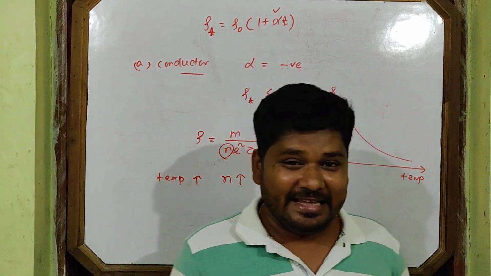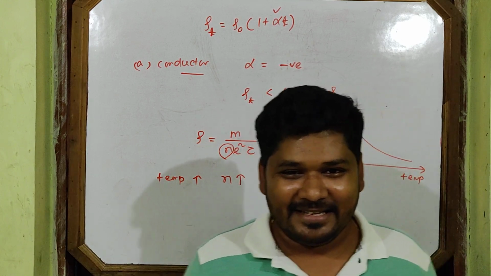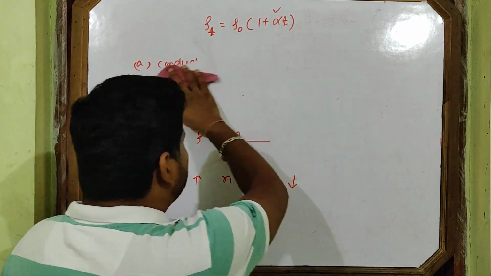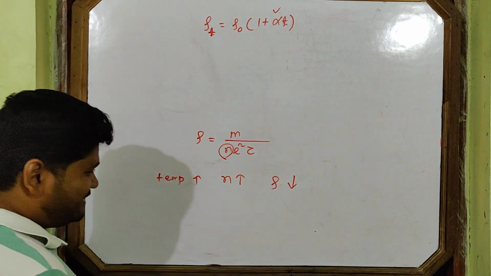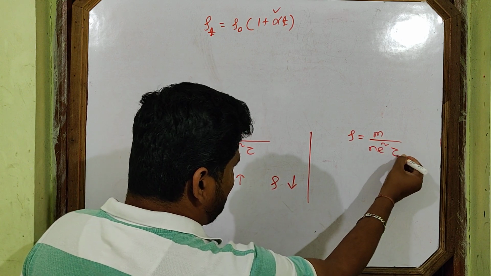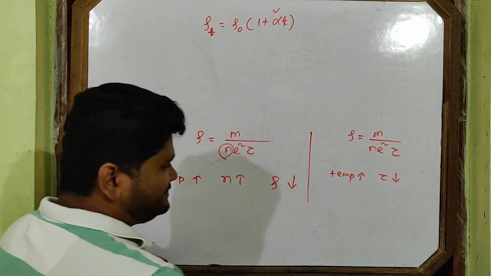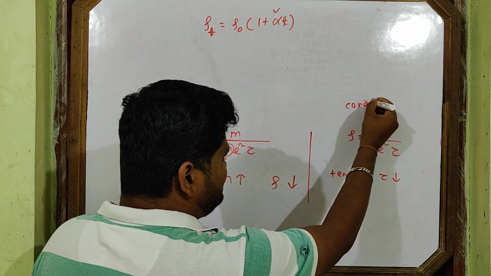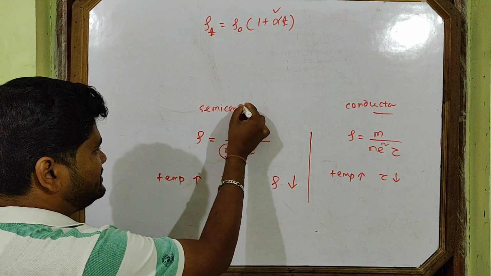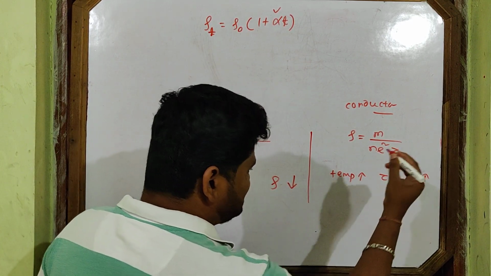Now some of you may be thinking, sir is cheating. In which way? Tau, I am sitting here. Can you catch it? While discussing conductors, I told you that temperature increases, tau decreases. This was while discussing conductors. This is while discussing semiconductors. Tau decreases, so rho increases.